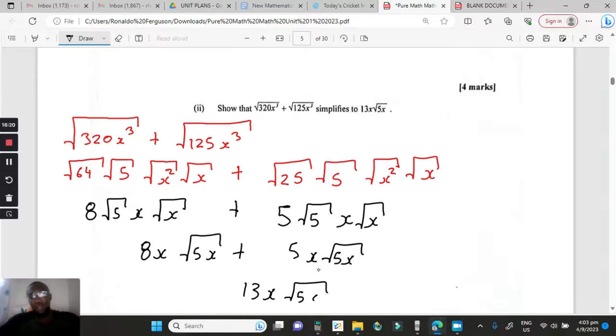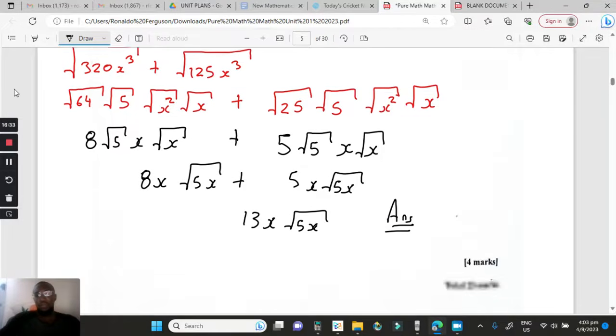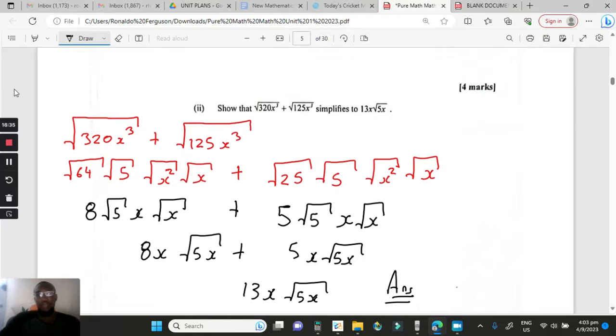Because think of square root 5x as apple. So 8x apple plus 5x apple is 13x apple. And that's it. How many marks for that? I would give that 2. 4 they give. So they give 4 marks. That means you have to show the work here. So you notice to show them the detailed work here.